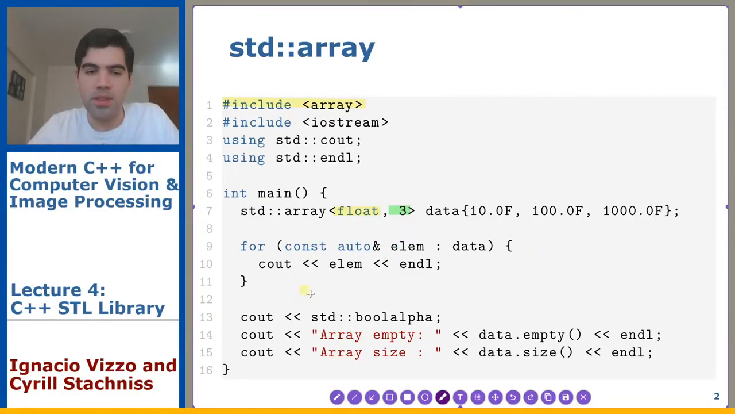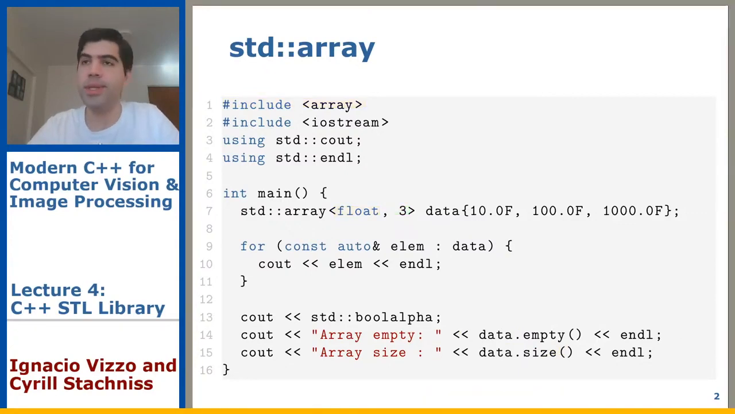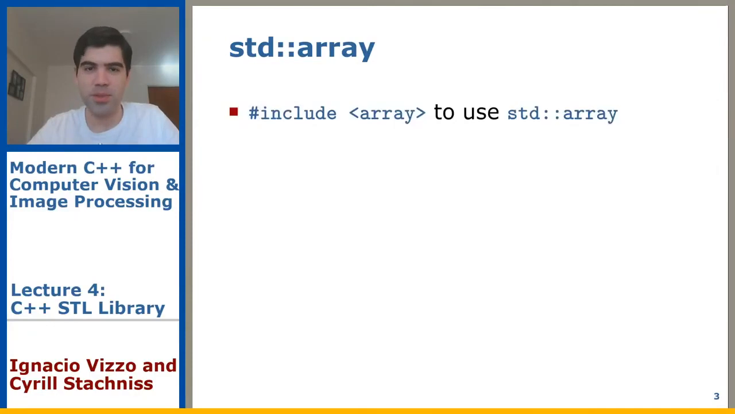Good. In this case, we are just printing the elements of the array, that is 10, 100, and 1000. Then we're going to use some member functions of the array, and this is something that you will start seeing and using from now on. There are just two examples. One is empty, which gives you a boolean that tells you if the array is empty or not, and the size member function gives you the size of the array. This is actually easy to use and hard to misuse.